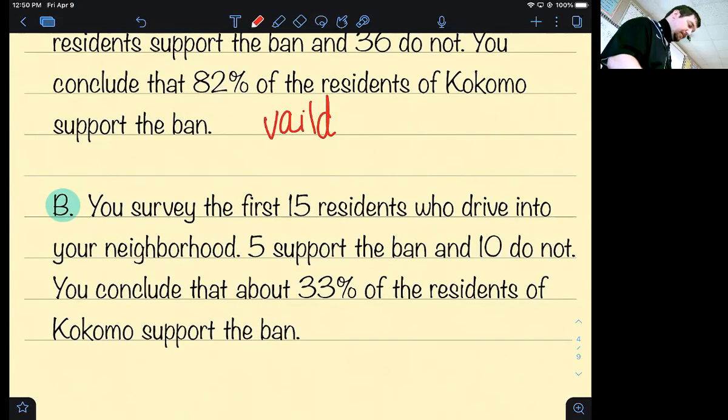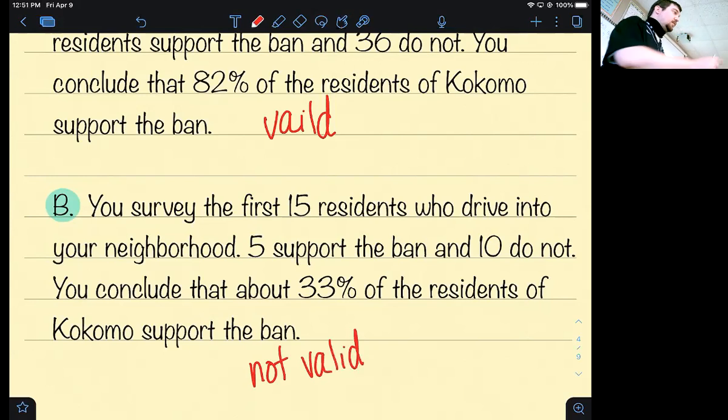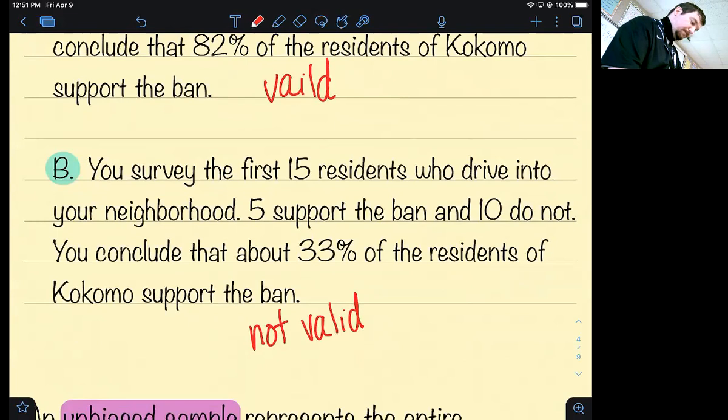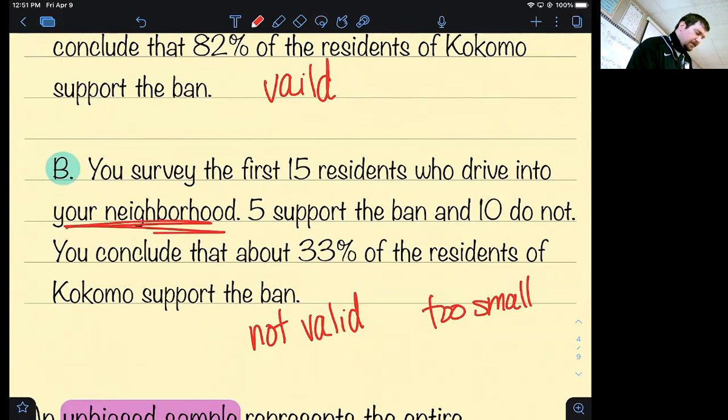What's the first thing? Well, you have to be able to tell me what's wrong. If you don't like it, tell me what's wrong. Dane? There's only 15 residents. Yeah, too small. It's better than 2 residents. I get that, but it's still too small. Okay. What else, Aiden? Yeah, there's so many people that are in your neighborhood. Yeah. I mean, there's lots of neighborhoods in Kokomo. This is just being lazy.